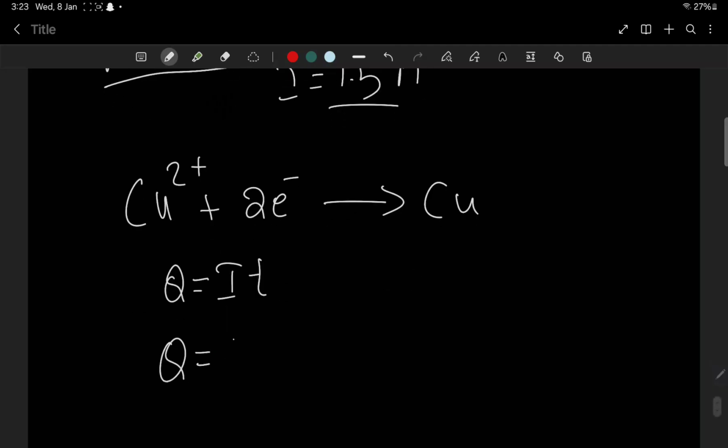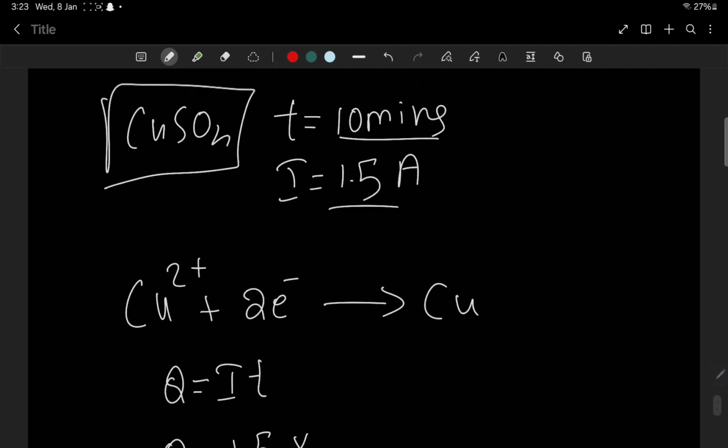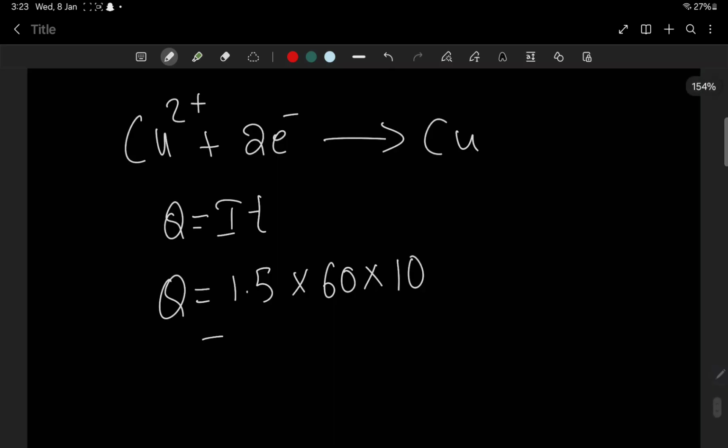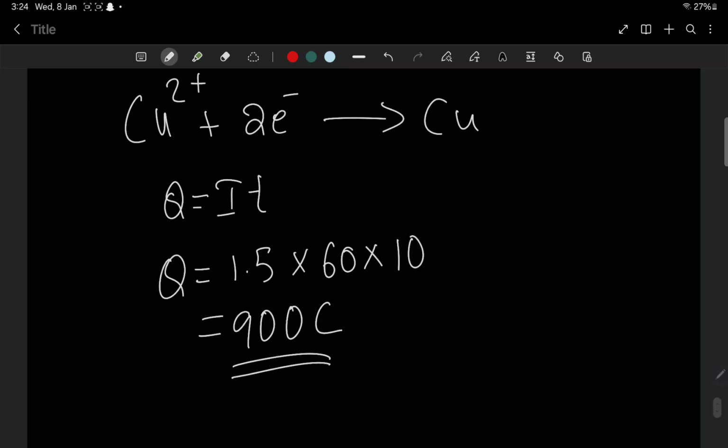Q equals 1.5 into T. How many minutes? 10 minutes. That is 60 into 10. 1 minute is 60 seconds, so 10 minutes is 600. So that is 15 into 6, 15 into 5, how much? 75, 90. 900 coulomb. 900 coulomb charge is here.